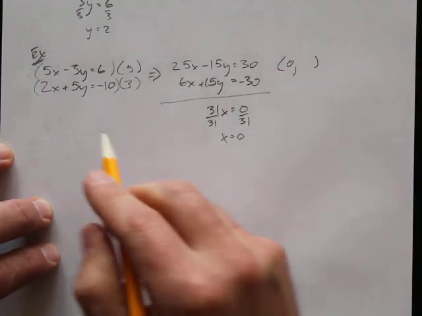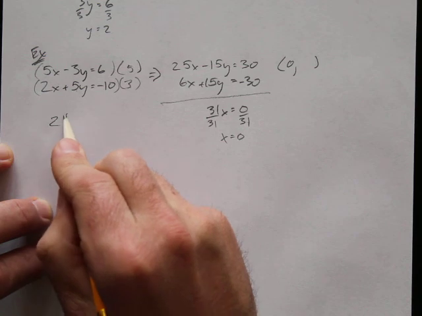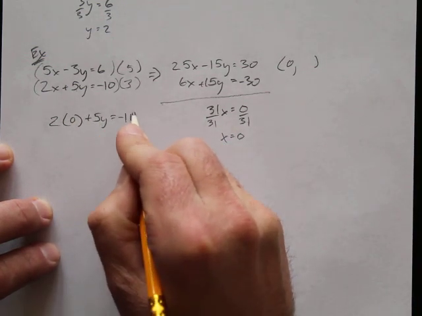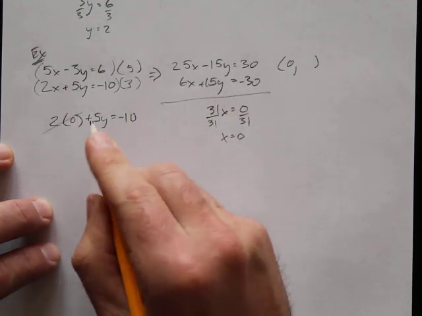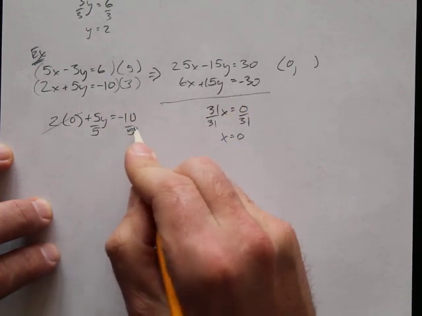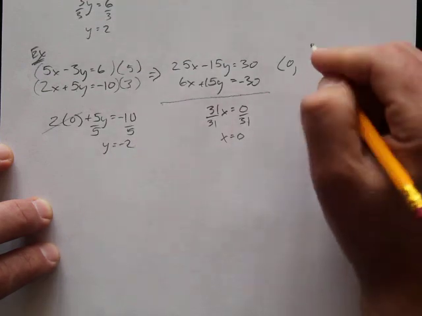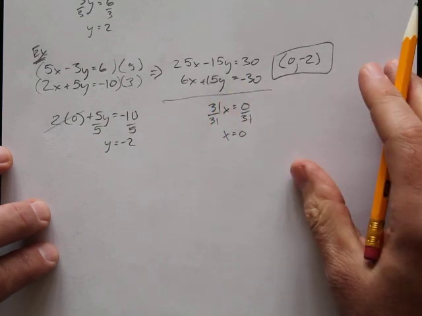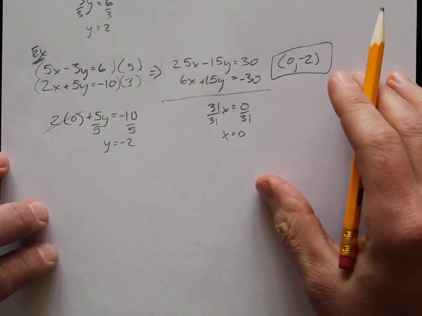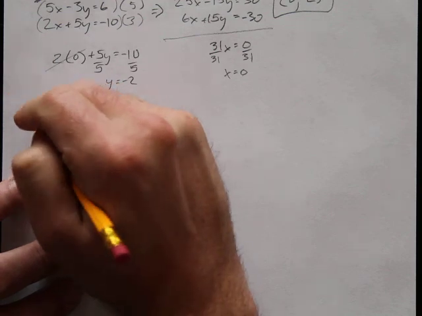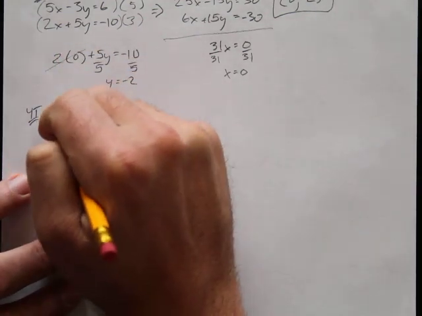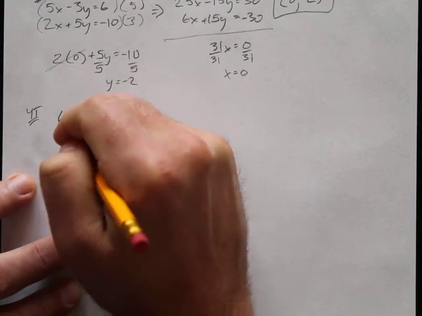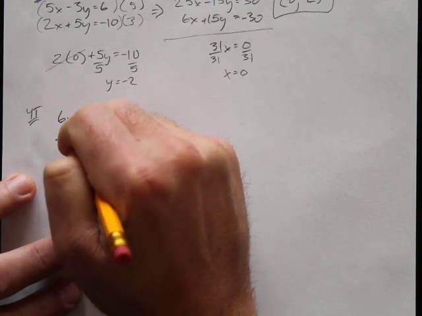Now I need to find my y value. Plug that x value in here. 2 times 0 plus 5y equals negative 10. 2 times 0 is 0, so I just divide by 5 from both sides. Y equals negative 2. (0, negative 2) is the point at which these two lines intersect.